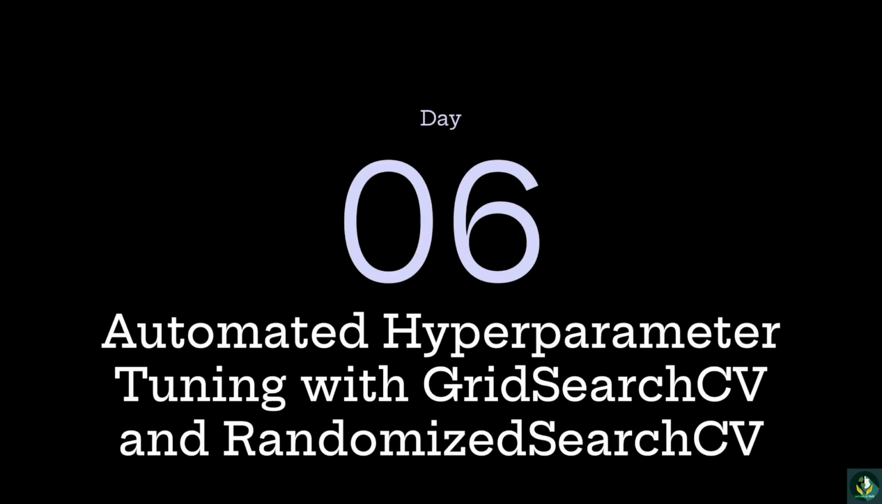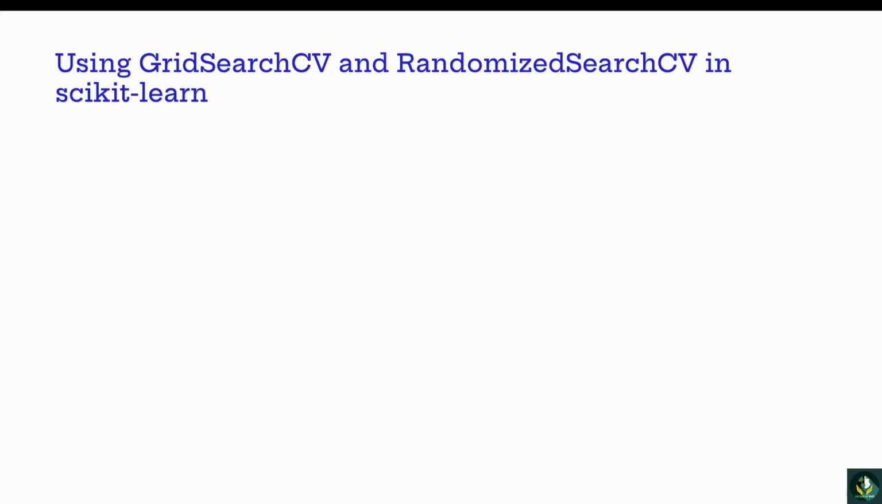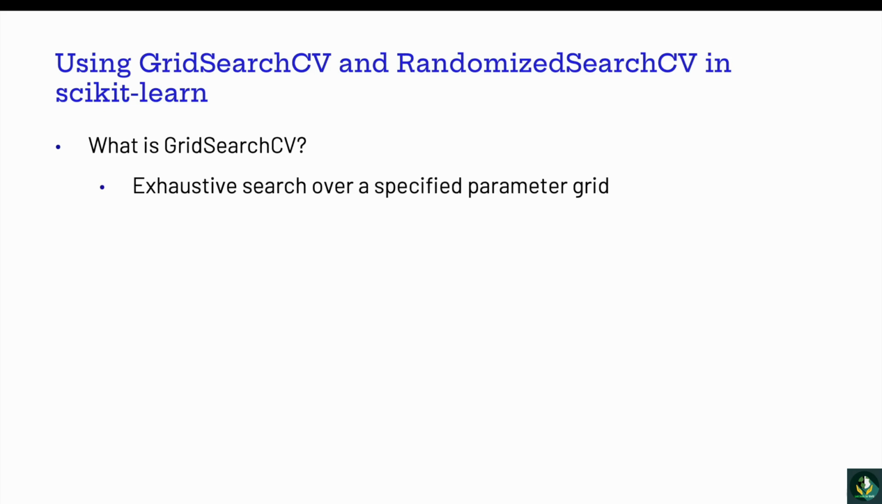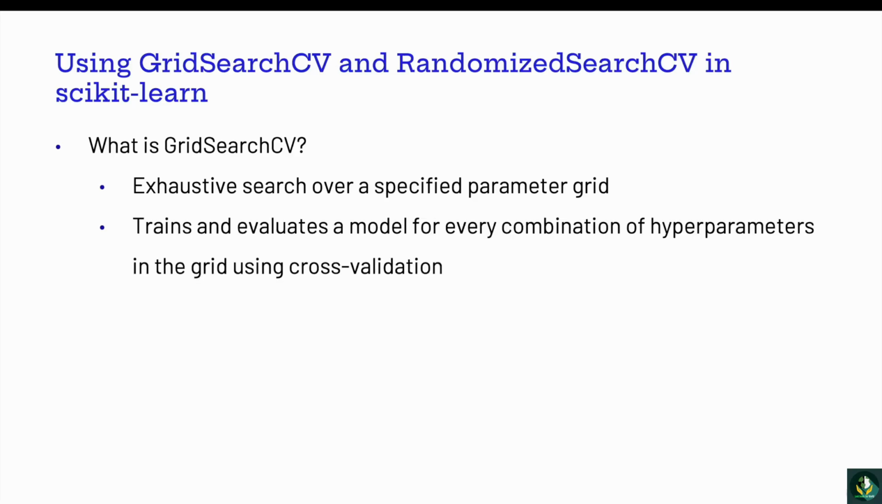Day 6, automated hyperparameter tuning with grid search CV and randomized search CV. Here we're going to start with using grid search CV and randomized search CV from scikit-learn. So what is grid search CV? Grid search CV performs an exhaustive search over a specified parameter grid. It trains and evaluates a model for every combination of hyperparameters in the grid using cross validation.